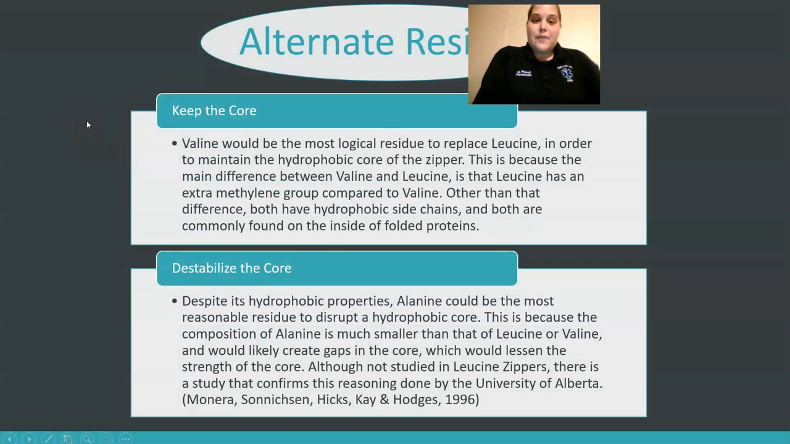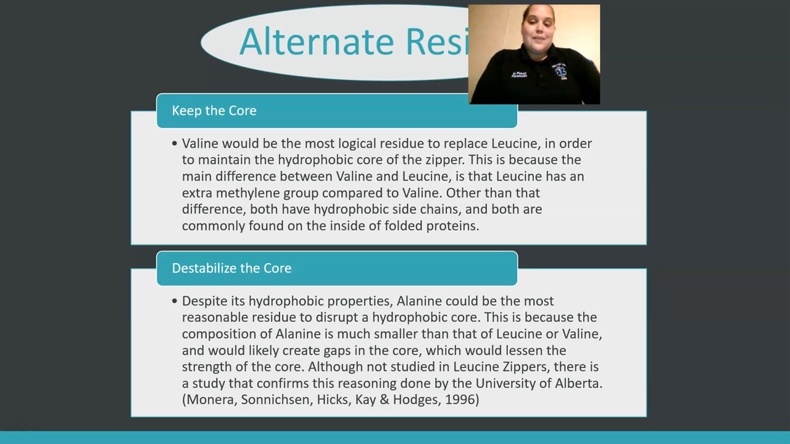We're also going to be talking about alternate residues. So in order to keep the core, valine would be the most logical residue to replace leucine in order to keep the hydrophobic core of the zipper. This is because the main difference between valine and leucine is that leucine has an extra methylene group compared to valine. Other than that, they both have hydrophobic side chains, and they're both commonly found on the inside of folded proteins. So in reality, they're almost the same, so I think it would do the best.